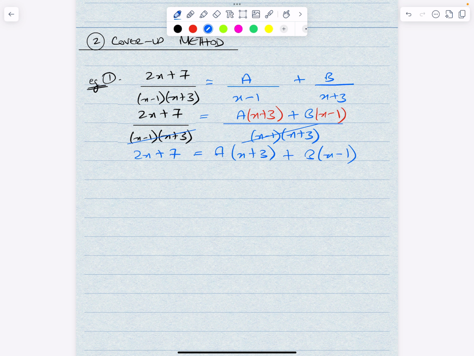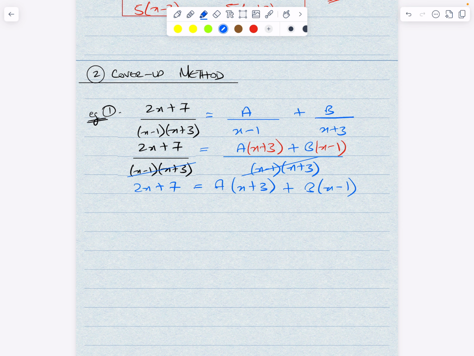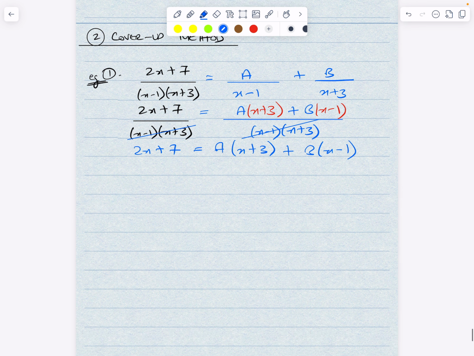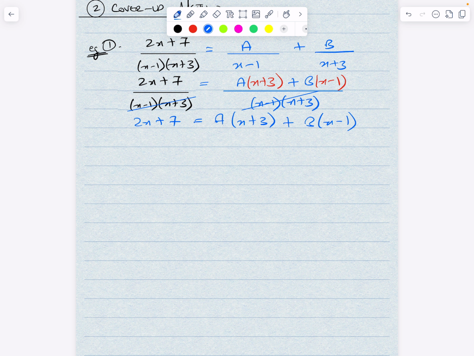So in the comparing coefficients method, we compare like x with x and the constant with the constant. But in this case we won't. What we will do instead is assume a value of x. So let's take x as 1. And why did I take x as 1? Because I know when I take x as 1, this part will automatically cancel out.